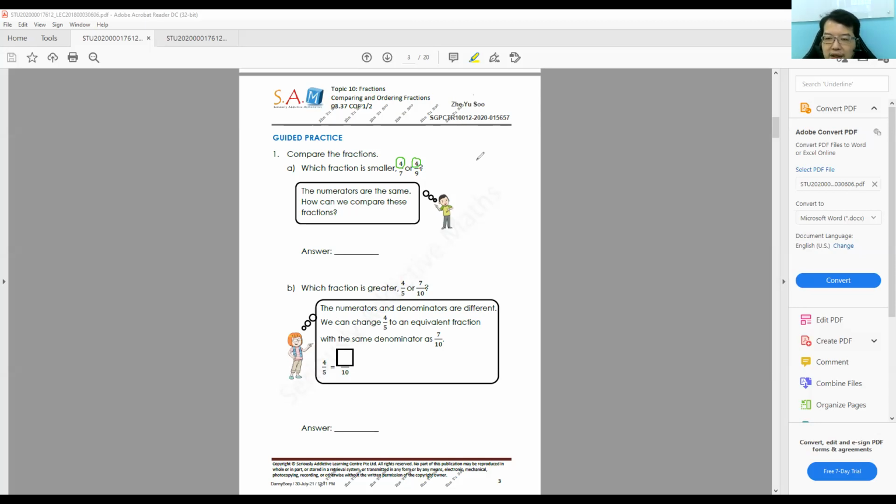So when the numerators are the same, you then look at the denominator. Do you remember the rule? The bigger the denominator is, the smaller the fraction is. So 9 is greater than 7, therefore 4/9 is smaller than 4/7. So we say 4/9 is smaller.